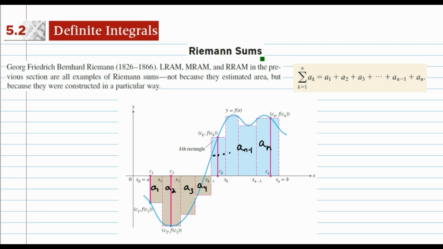A Riemann sum was named after George Friedrich Bernhard Riemann. Basically you've got your LRAM, MRAM, RRAM, and those are all Riemann sums because they're constructed in a particular way by forming these rectangles. Well, now what if these rectangles, like in 5.1, were all the same width? What if they're now different widths? Which can happen. Also, what if there were infinitely many of them?